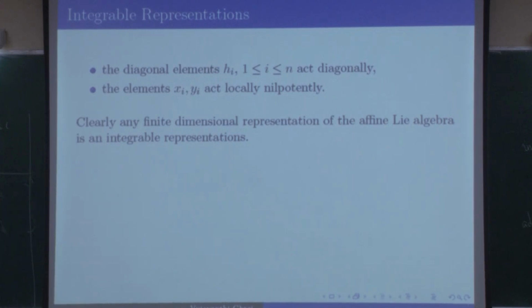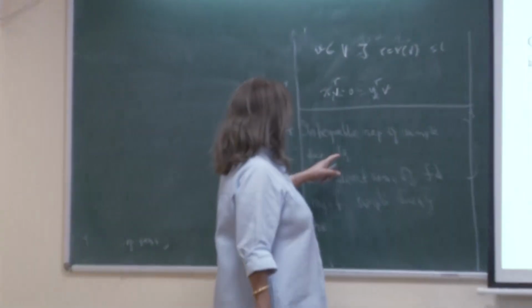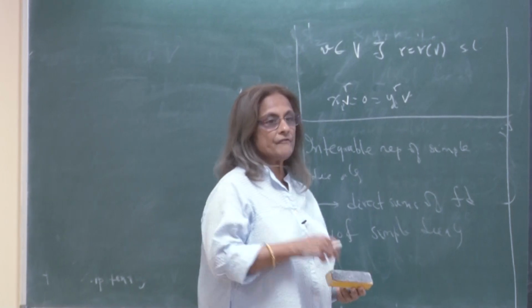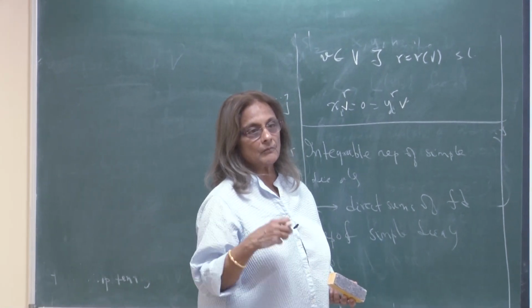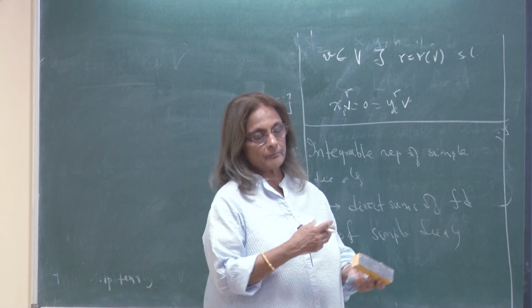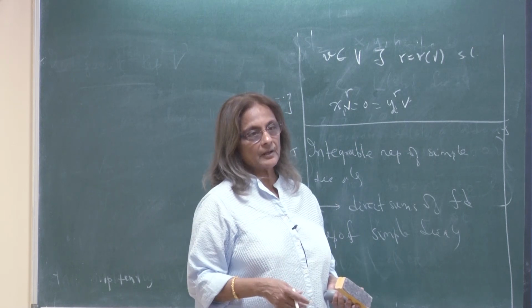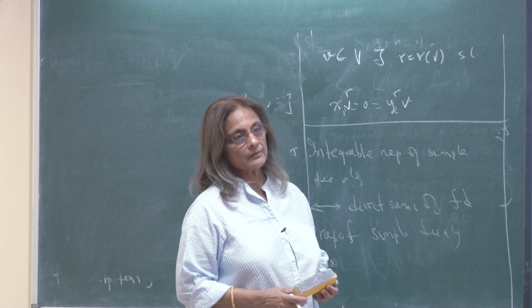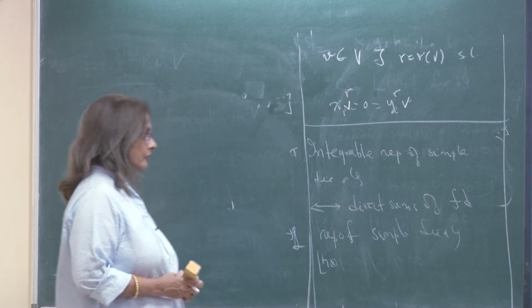What this will mean is, if you take integrable representations of simple Lie algebras, every element will lie in a finite dimensional module. So it will become a sum of finite dimensional modules, and then because of Weyl's theorem, it will become a direct sum of irreducible modules. So you don't need to assume.